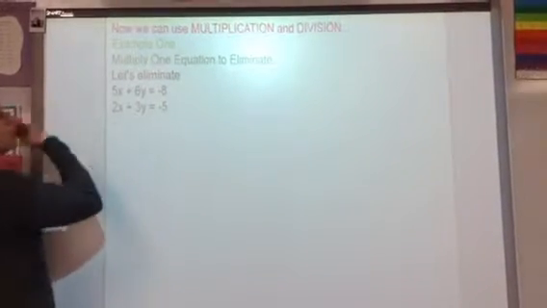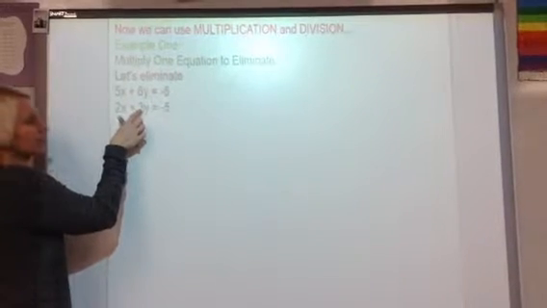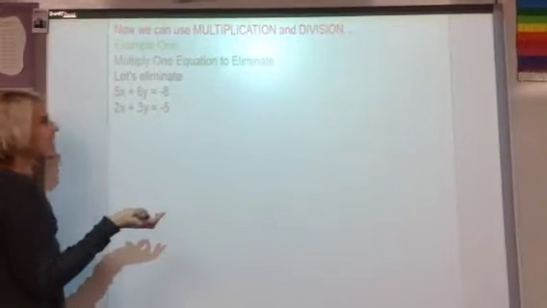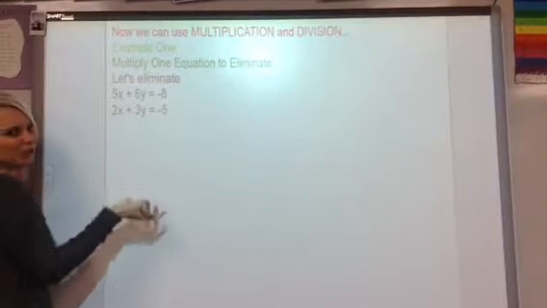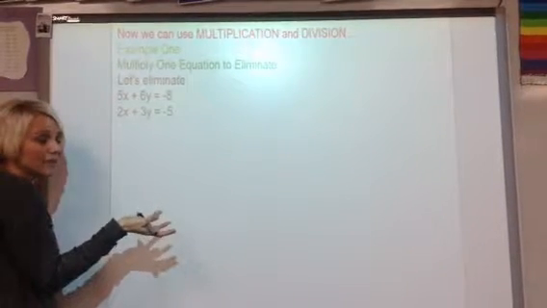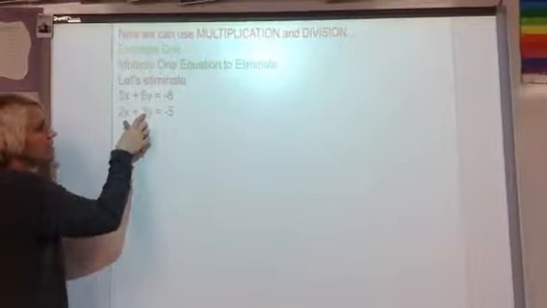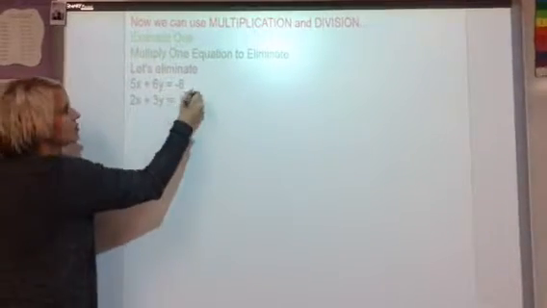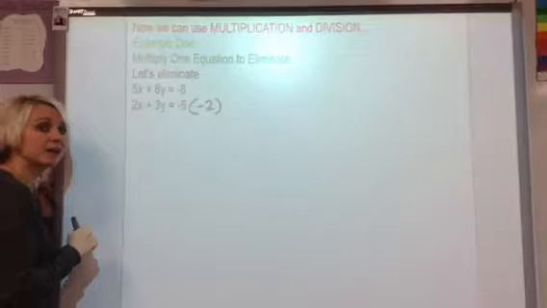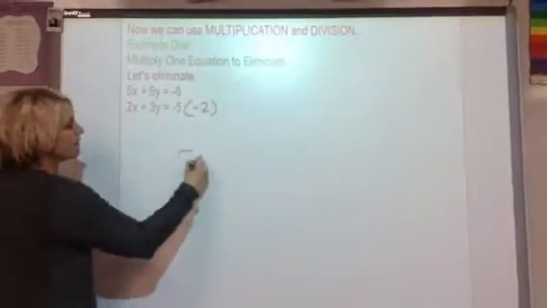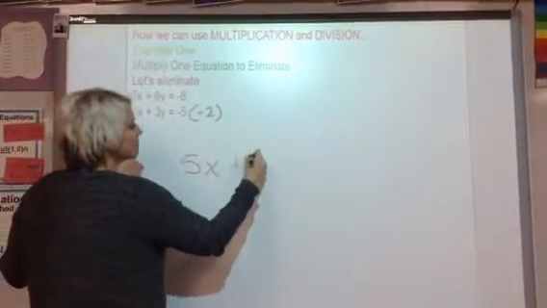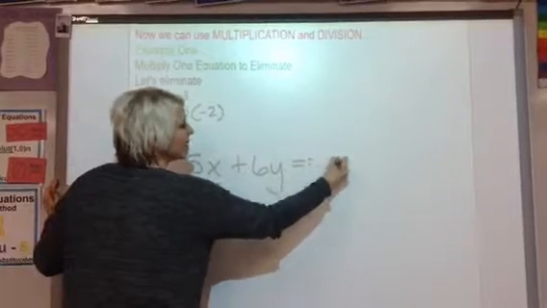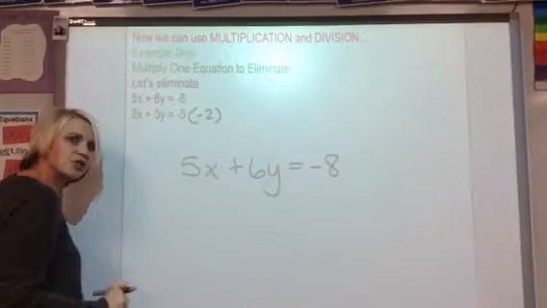So what I'm going to do is I am going to make this 3 into a 6. Why? Because it's hard to make a 2 into a 5 by multiplication. I mean, you can do it, but it's going to be kind of ugly. I can easily make a 3 into a 6 by taking it times 2. And I want to change the sign, so I'm going to multiply everything in this equation by a negative 2. So that first equation, 5x plus 6y equals negative 8, stays the same.